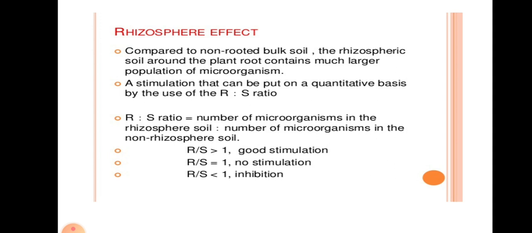Next, moving on to rhizosphere effect. It is a direct influence exerted by the plant roots on the microorganisms within the rhizosphere. Compared to non-rooted bulk soil, the rhizospheric soil around the plant root contains a much larger population of microorganisms. This stimulation can be put on a quantitative basis by the use of R:S ratio. R:S ratio is equal to the number of microorganisms in the rhizosphere to the number of microorganisms in the non-rhizosphere. When the ratio is greater than 1, it is known as good stimulation. When the ratio is equal to 1, no stimulation, and when it is less than 1, it is inhibition.